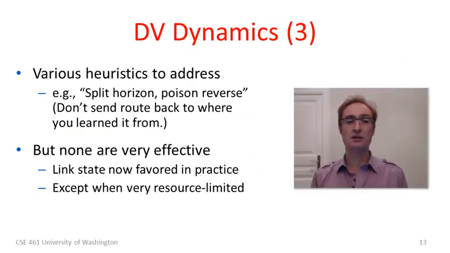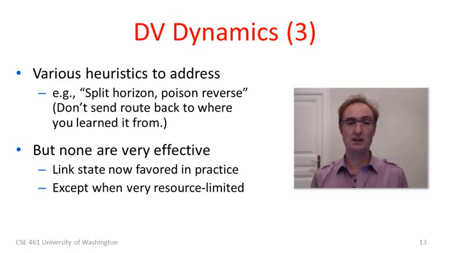Now there are various heuristics that can be used to address this problem. You might have thought that it sounded a little contrived, that C would tell B how to get to A, when really, of course, B told C the news in the first place, and B will be fooled into using that information. That does sound weak. There are heuristics that can be used to avoid that. They have colourful names. One of the most popular ones is called split horizon with poison reverse.